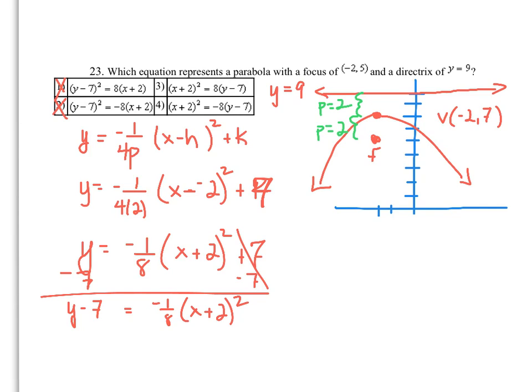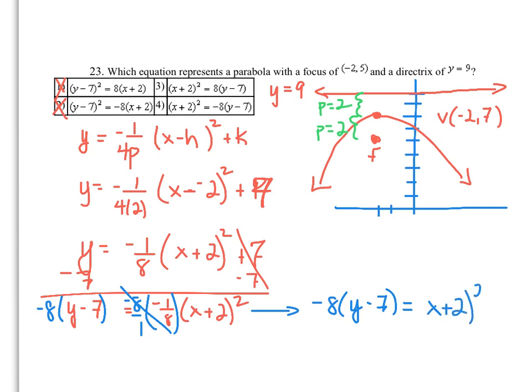So the deal is this, though. We don't want that negative 1/8 in front of that (x + 2) quantity squared. So remember, the way that we can get rid of it is by multiplying by its reciprocal, which is negative 8 over 1, because that will cross out that fraction. But what I do to one side, I have to do to the other. So I've got negative 8 times (y minus 7) equals, now remember the fraction disappears, (x + 2) quantity squared. And that is why it's choice 4.